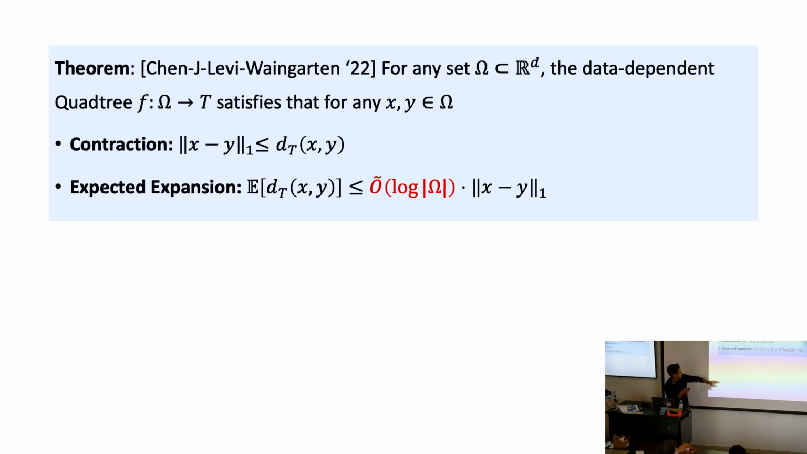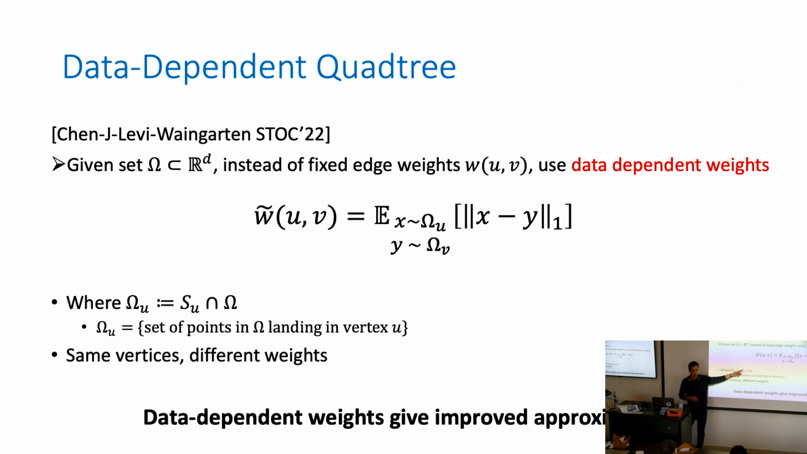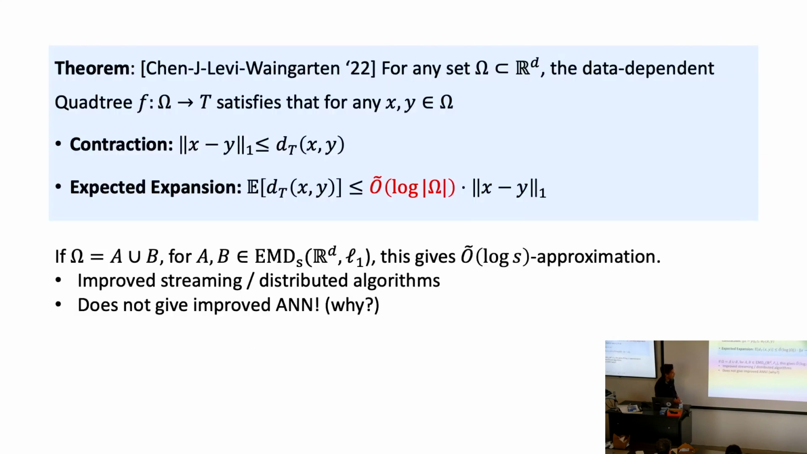But one thing to note is that these conditions are only for points in the sample. And note that I only defined edge weights for points in the sample. If a sample didn't go down one of these edges, then this is an undefined value because there's nothing to sample from those sets. So this is only defined for points in my sample. So if I set omega to be the union of 2 sets of points in EMD, A and B, now there's only s points, and I get a log s approximation.